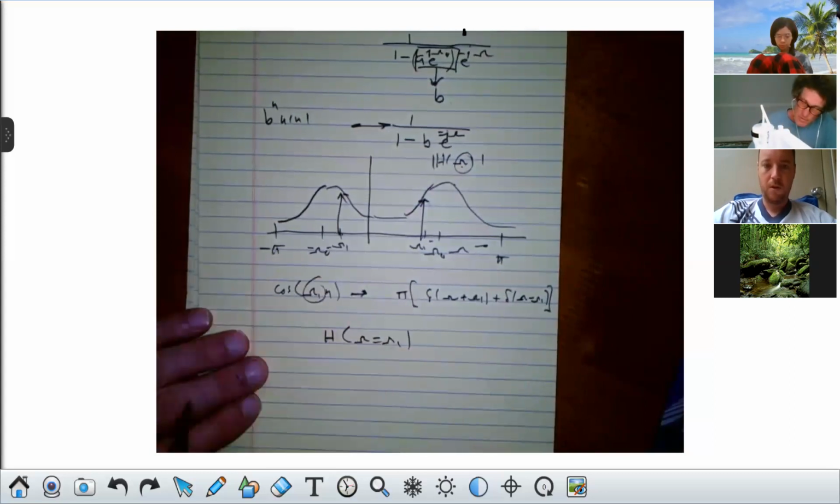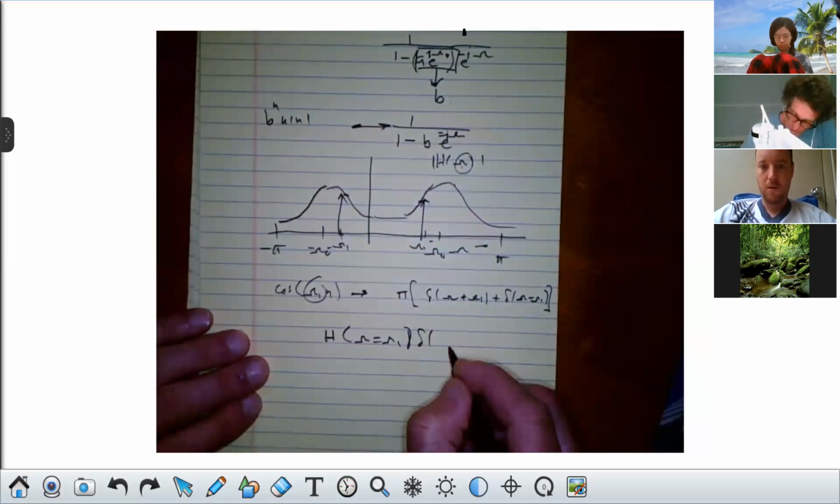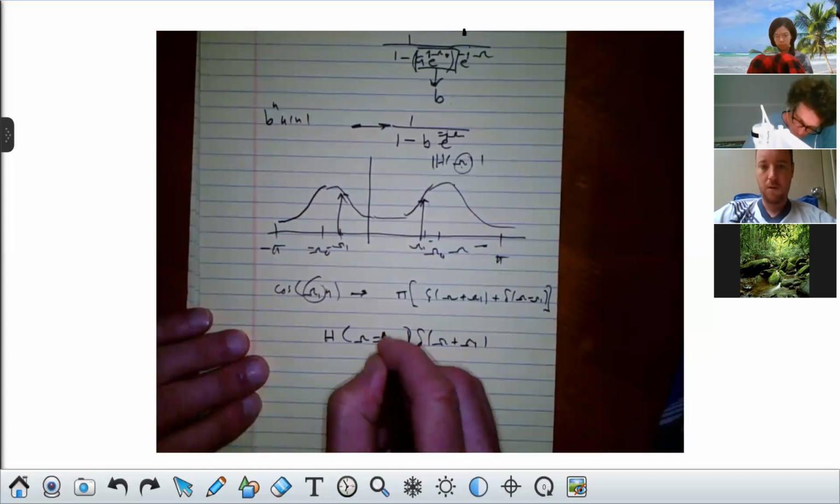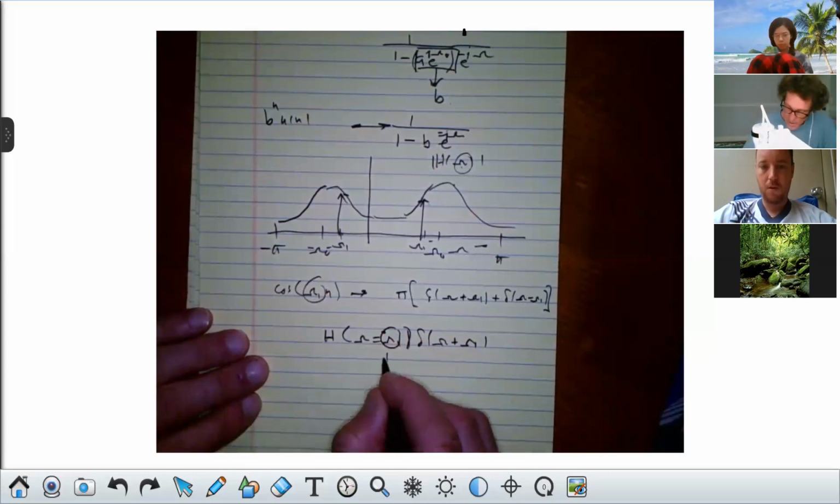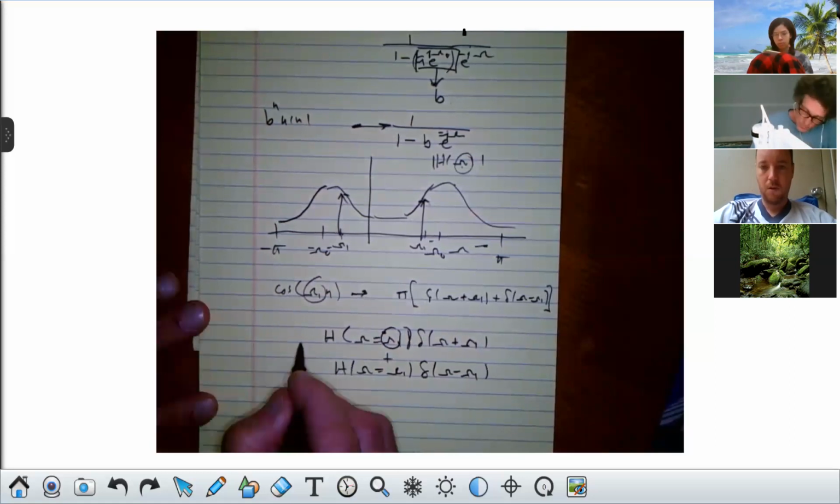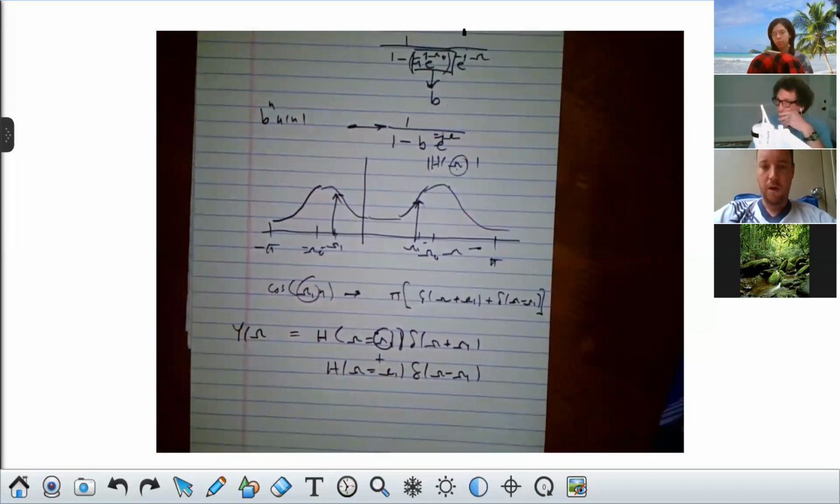That's this frequency of the cosine. I take that and I multiply it by delta of omega plus omega 1. Actually, this is going to be minus omega 1 right there. So it'd be h of omega equals minus omega 1, plus h of omega equals plus omega 1, and it would be delta of omega minus omega 1. And that would now be your frequency response. This would be y of omega. Does everybody follow me on that?